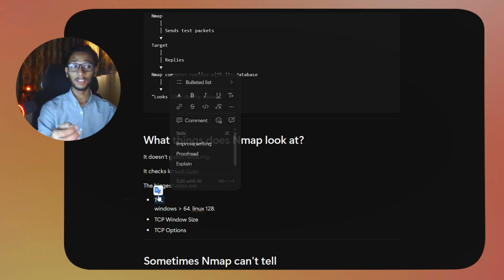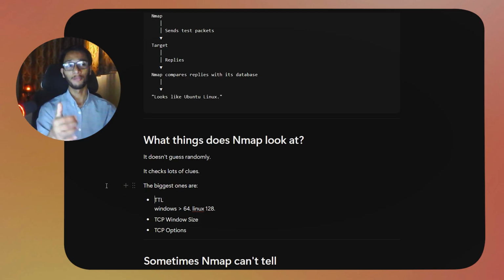Another thing is the TTL value, time to live value. This is for Windows it starts from 128, and for Linux it starts from 64. So if you look at the TTL value, Nmap looks at the TTL value around 60 or a bit lower or a bit higher than that, but around. So Nmap looks at the TTL value and based on that tells you that yeah, this might be the operating system, either Windows or Linux.